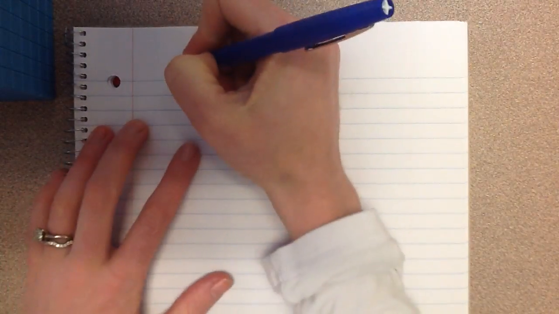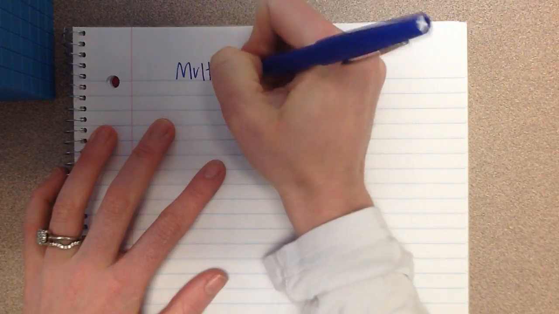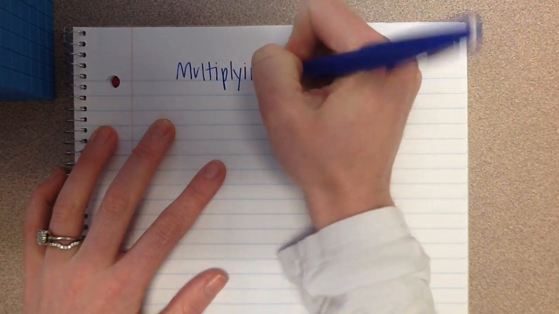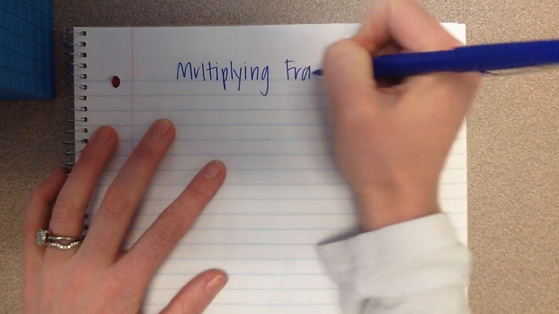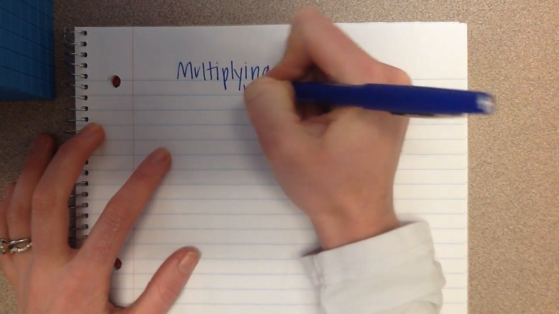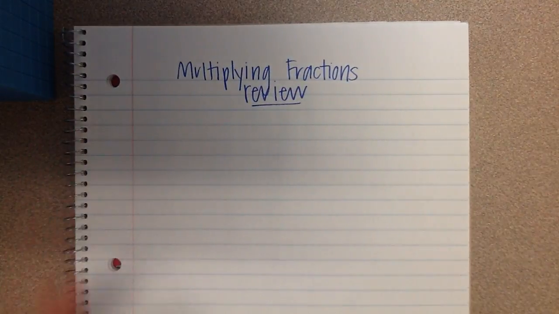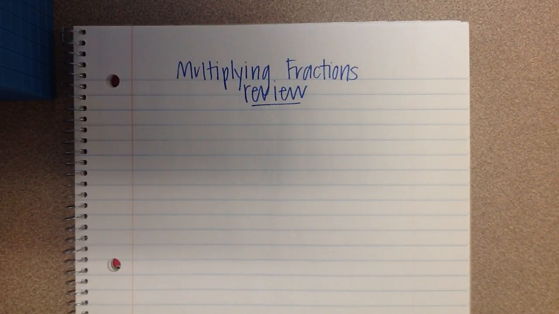Okay, we're going to do multiplying fractions. Review. This is for fractions only, not mixed fractions or mixed numbers, but for fractions only. So where the numerator is smaller than the denominator, okay?